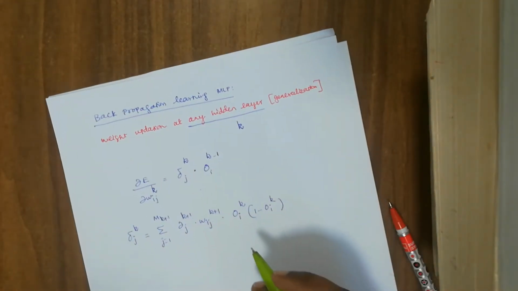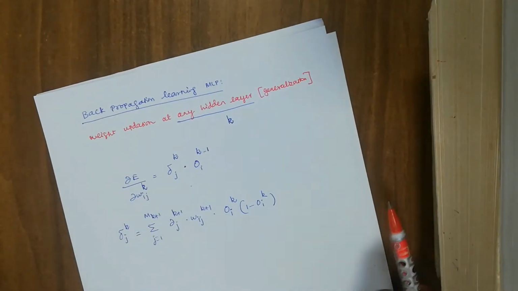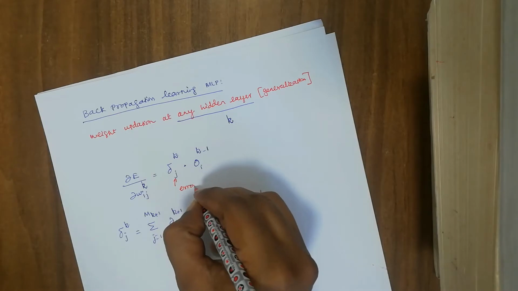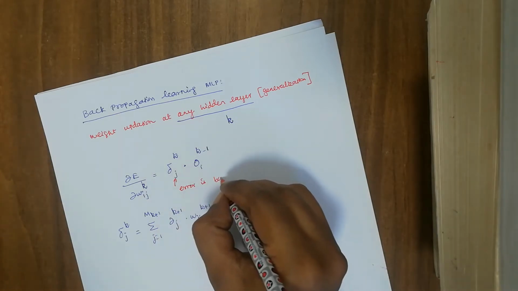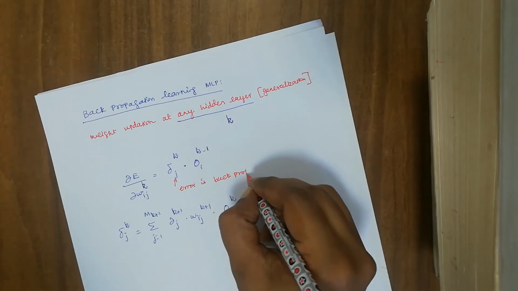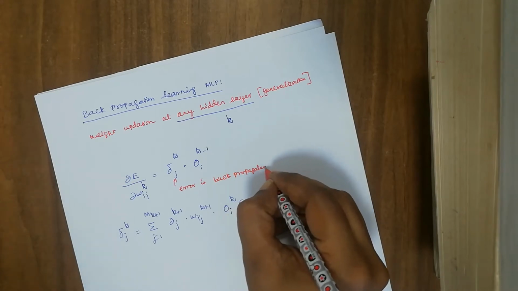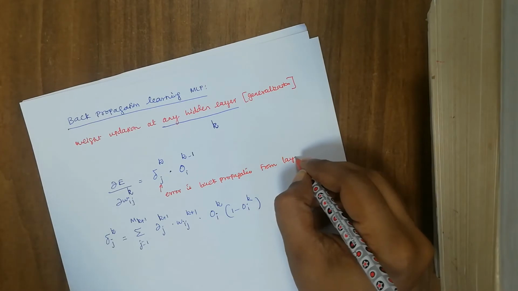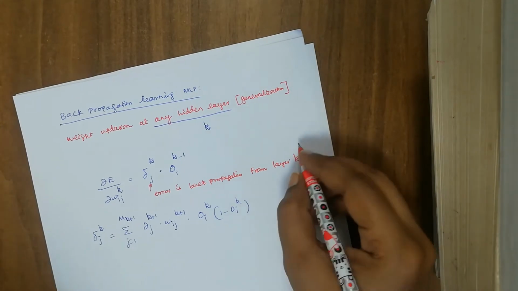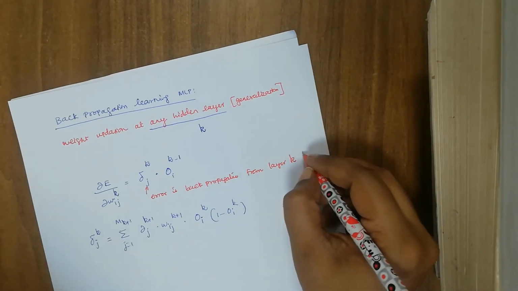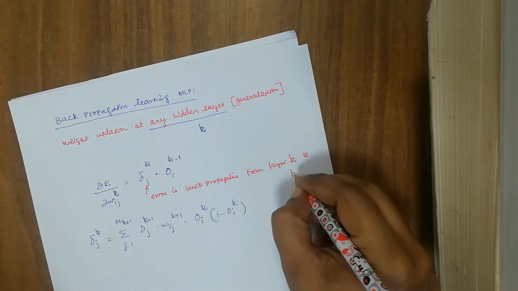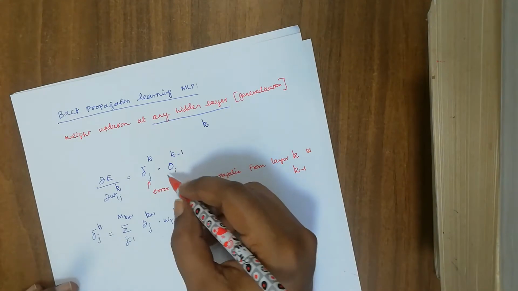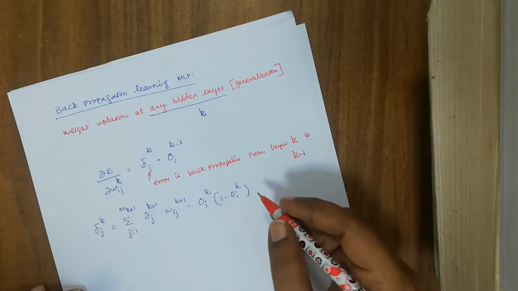So let us understand what we are doing. This is actually the error. The error is back propagated from layer k, any layer which is represented as k, to its previous layer which is k minus 1, at the ith node, which can be represented as oi.